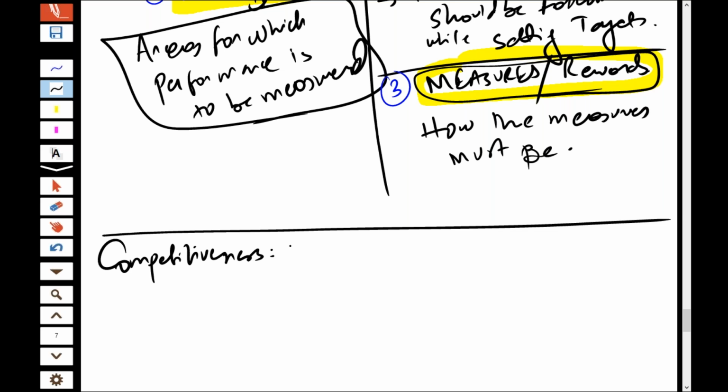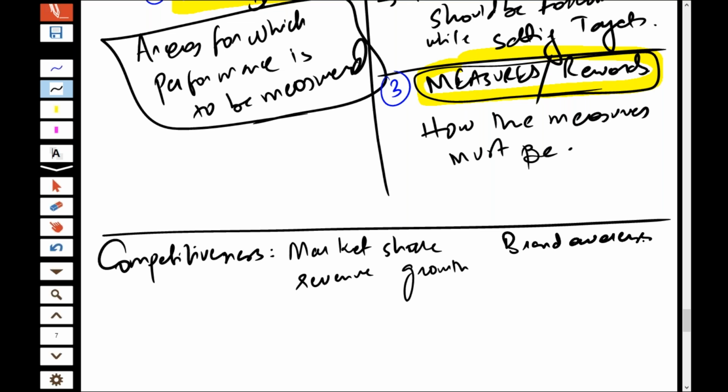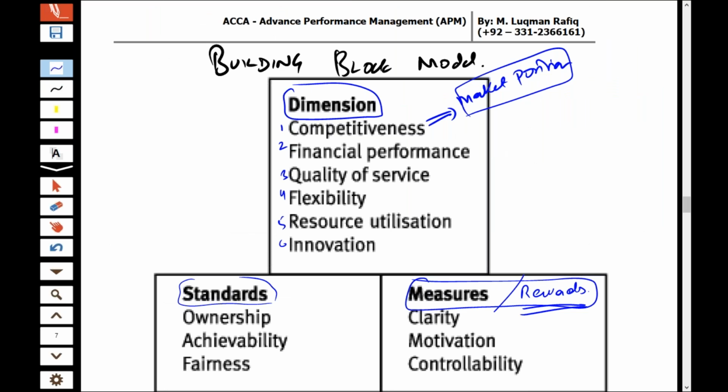So what exactly do you mean by this competitiveness? Competitiveness could be measured using the market share, revenue growth, or brand image. These are the few things that you could use in order to measure the competitiveness of an entity, that is, how competitive, how well an entity is.